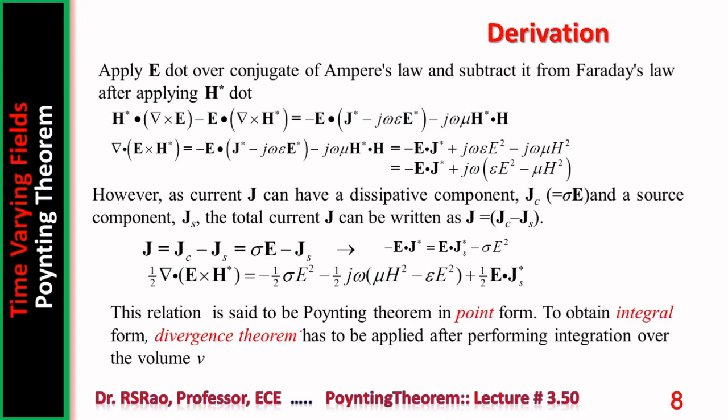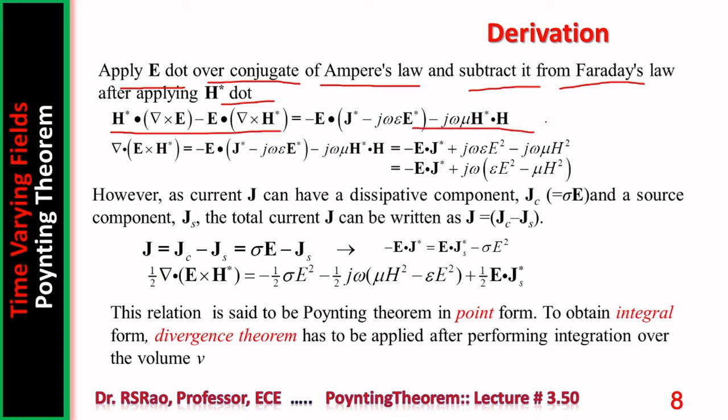Now, how this phasor form of Poynting theorem is derived, the procedure is explained here. Apply E dot over the conjugate of Ampere's law and subtract it from Faraday's law after applying H conjugate dot. It results in H conjugate dot del cross E minus E dot curl H conjugate. Now it results in minus E dot J conjugate minus j omega epsilon E dot E conjugate minus j omega mu H conjugate dot H.